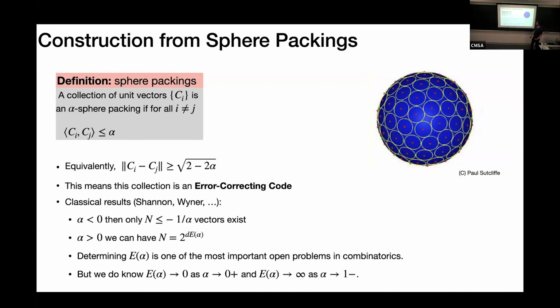For those who've seen that, there are bounds on how large they can be as a function of dimension. So if alpha is negative, you can only have very few such points on the sphere that are well separated, because they can only have relatively obtuse angles. For positive alpha, there are exponentially many. So it's 2 to the d times an exponent E of alpha. E of alpha has remained a mystery for, I don't know, like 2/3 of a century or something. It's a central problem in combinatorics to understand E of alpha. But there are bounds on it, and that's sort of good enough.